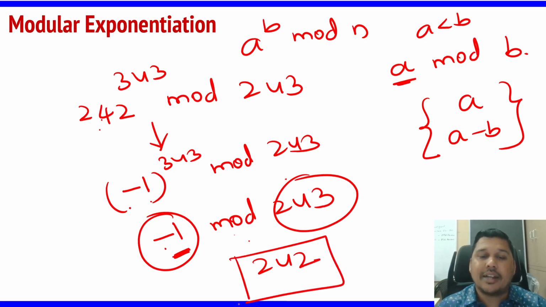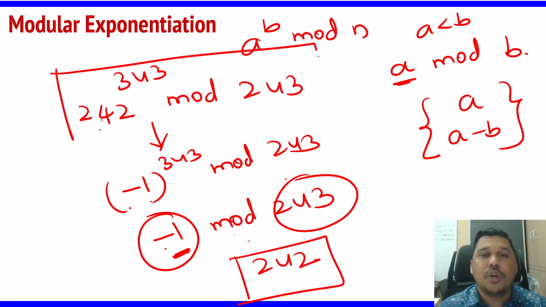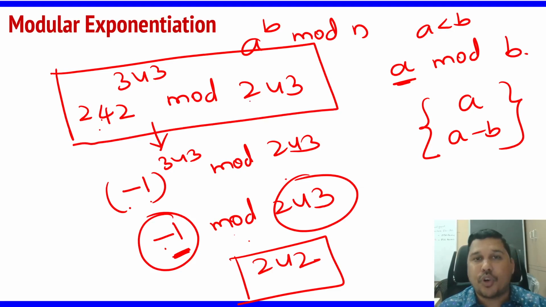This is the answer. It will take time for you to understand. We will see at least 10 examples to understand. Please see those examples also to understand these rules better. It will take time for you to digest and understand these techniques. So for this problem 242 power 343 mod 243, we have simplified it like this.